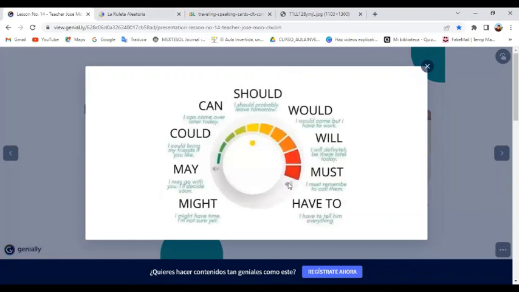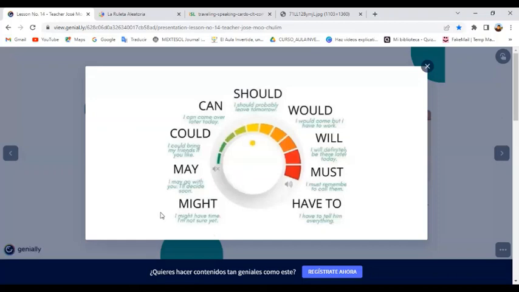Okay, can you see this picture? Yes. Okay, well, thank you. In English, we have many different modal verbs that we can use to give suggestions and advice to someone else. But each modal verb has a different meaning. And as you can see in this picture, we have might, may, could, can, should, would, will, must, and have to. Okay, and as you can see in this graphic, each one has a different color.